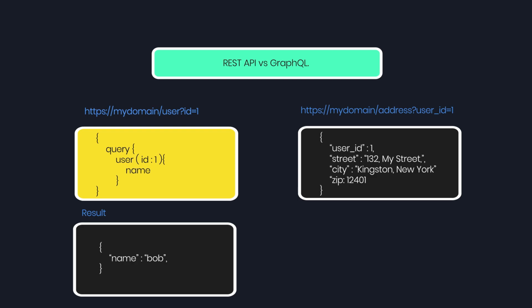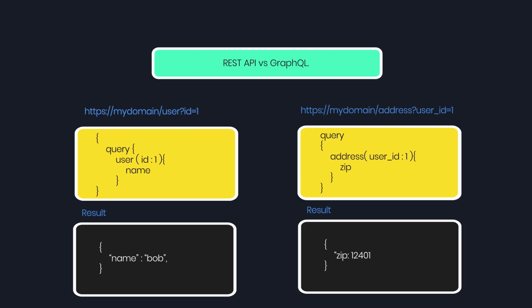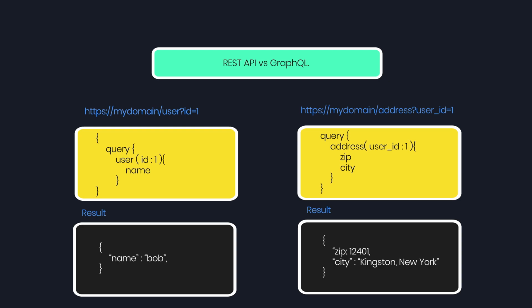What if I want to get just a zip code from the address? I can make a simple request for that as well. I'm going to make a GraphQL query and call the address collection with the user ID 1. This will just return the zip code from the address collection. And if later I want city as a response, I can then add city here inside this address collection. So with GraphQL, we will get only the necessary data. This will solve the overfetching problem.